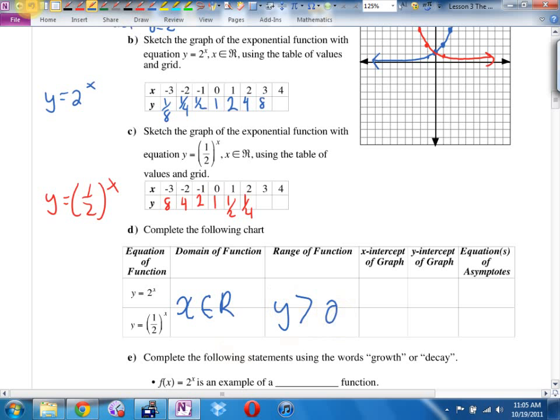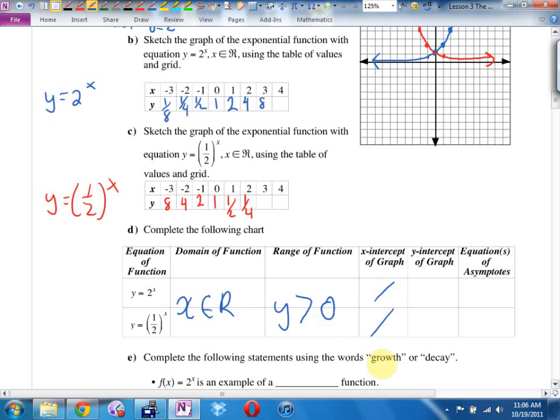What's the x-intercept of an exponential graph? It's a trick question. There isn't one. It gets closer and closer and closer to the x-axis. Never touches.